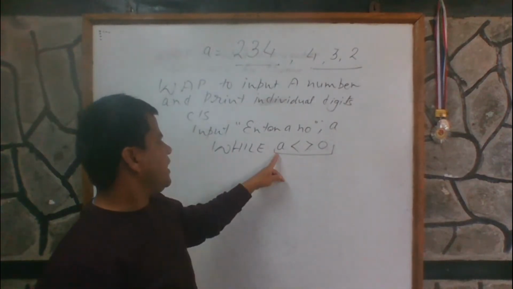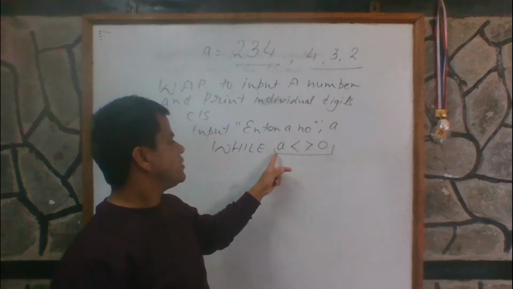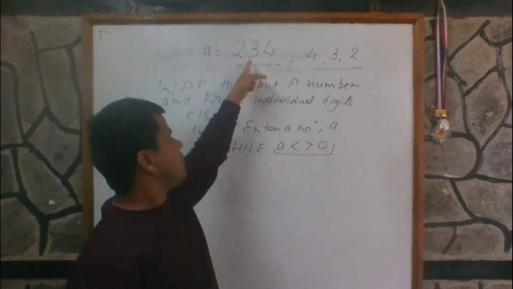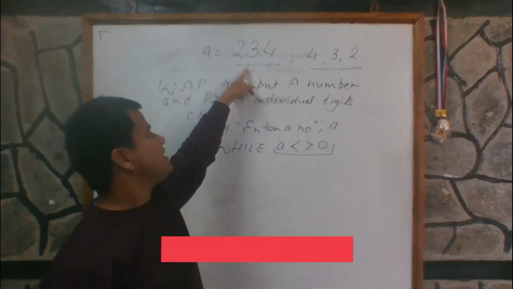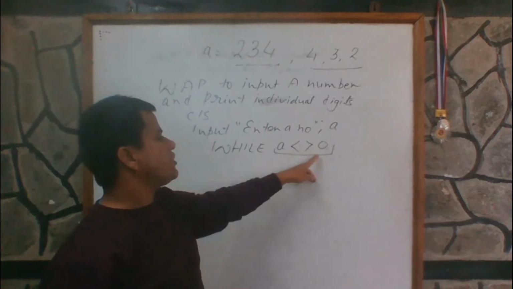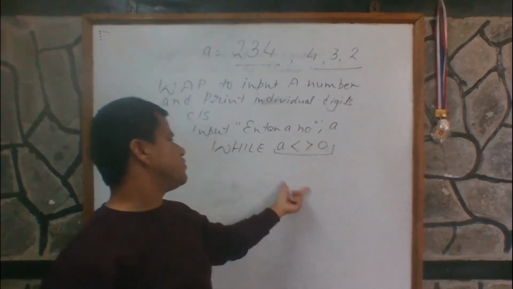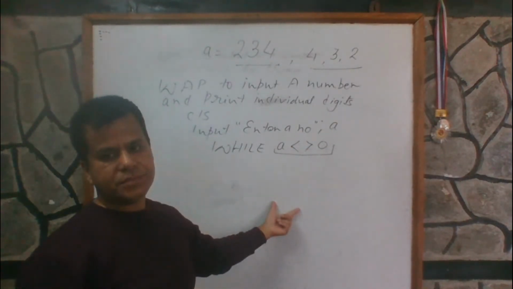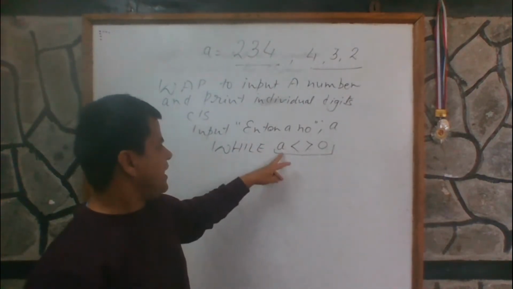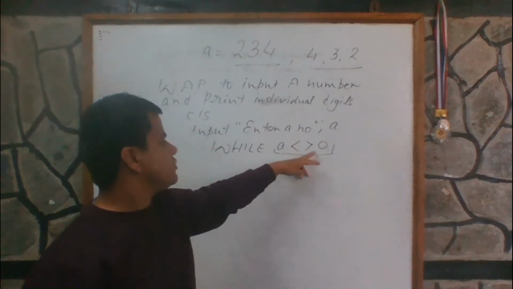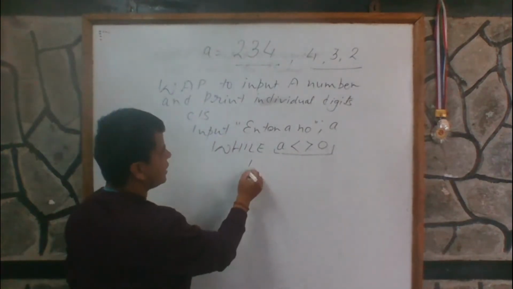So while A is not equal to 0, the value of A is not 0 here, it is 234. The value of A is 234, so the value of A is not equal to 0. The condition is true, so the loop will work. This loop will work until A is equal to 0. When A is equal to 0, the loop is going to terminate. This is the logic. After that, you have to calculate the remainder.